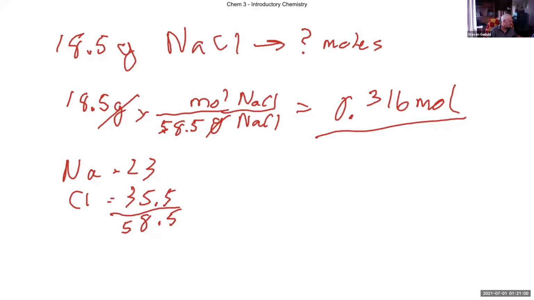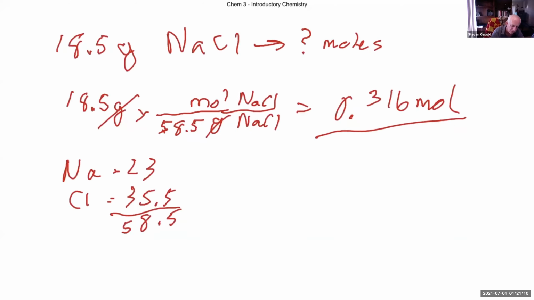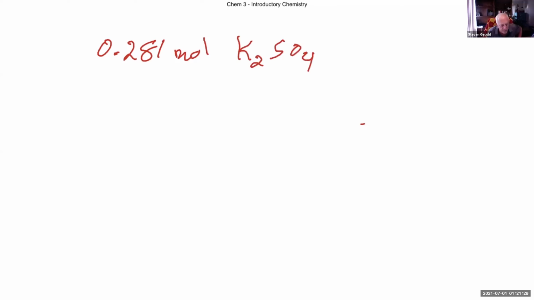Potassium sulfate. Let's go the other way. Say we have, I'll use one right from your book here. Let's say we have 0.281 moles of potassium sulfate. You should be able to write these formulas now to convert everything. And it wants to know that is how many grams.